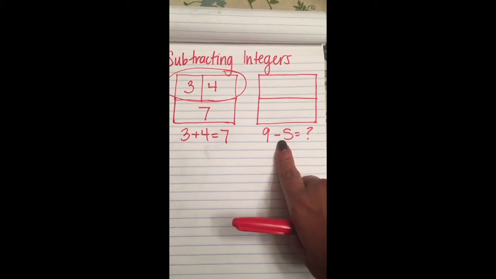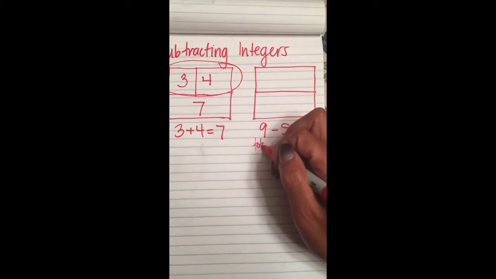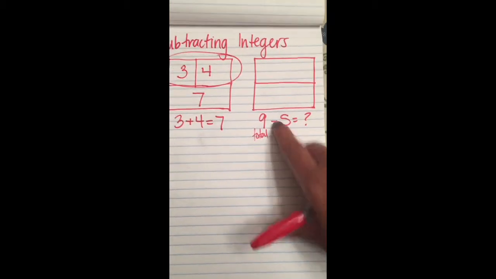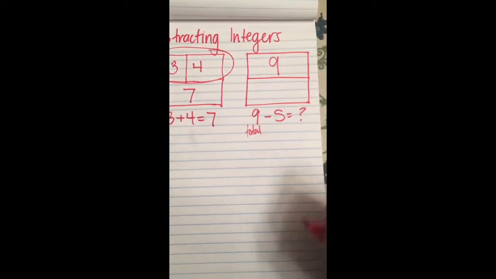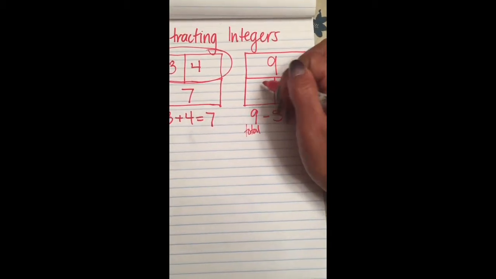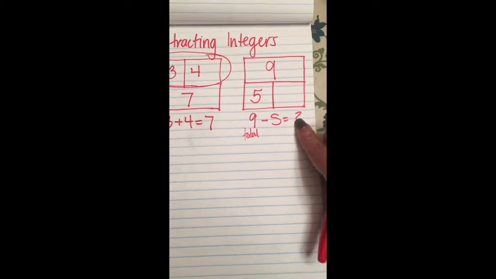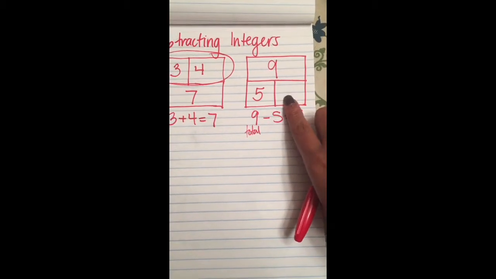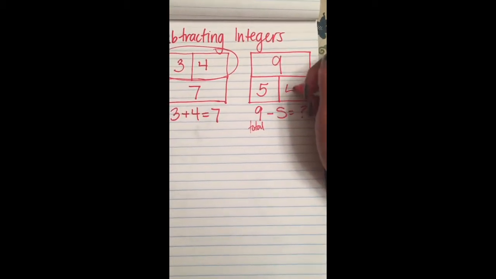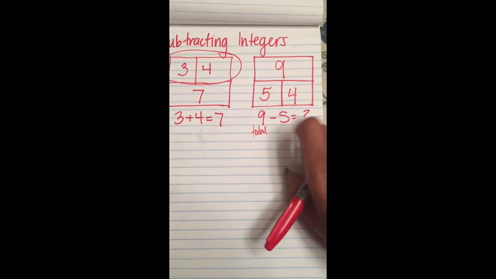But when I subtract, I'm starting with a total and I'm taking from that total. So here I may have 9, and if I take 5 away, I need to know what's left. And I know that the only other part that would make sense here is a 4. So 9 minus 5 equals 4.